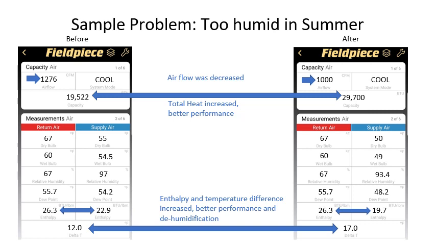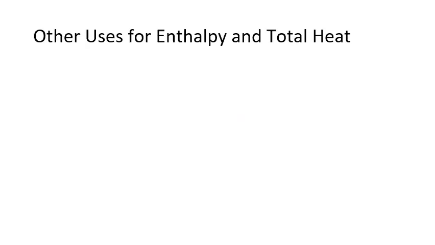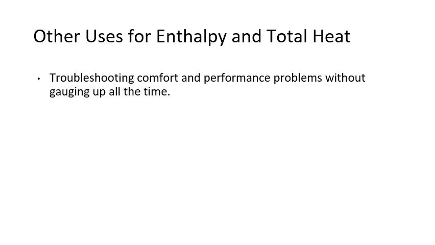So it's important to really take a hard look at airflow, because airflow has a drastic effect on total heat and system performance. So what are some uses for checking enthalpy and total heat? Well, as we've just done, we can troubleshoot comfort and performance problems without having to gauge up first. Putting a set of gauges on a system should not be your very first check. You should start with a non-invasive check, and only if that non-invasive check fails, then you can move to gauging up and other troubleshooting methods.